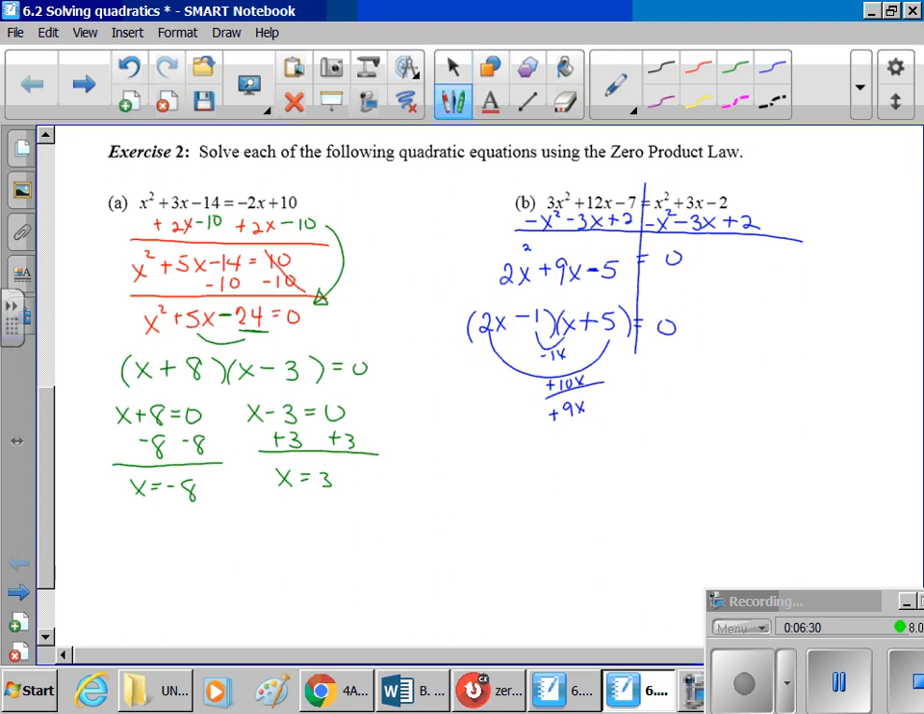And now set each of them equal to 0. So 2x minus 1 equals 0. x plus 5 is equal to 0. Add 1 to both sides. 2x is equal to 1. Divide both sides by 2. And x is equal to 1/2, or 0.5 if you prefer. Minus 5 from both sides. And x is equal to negative 5.